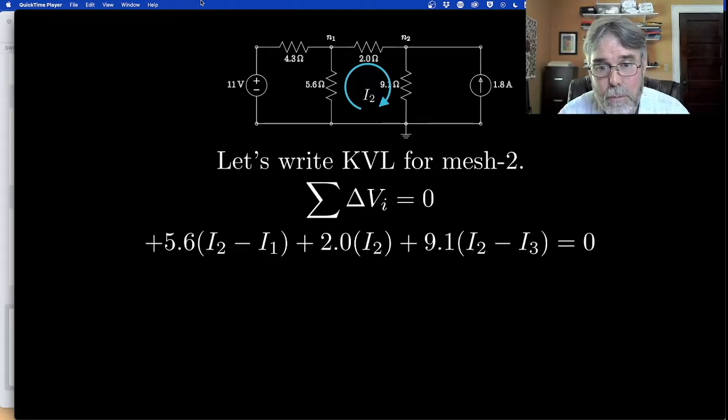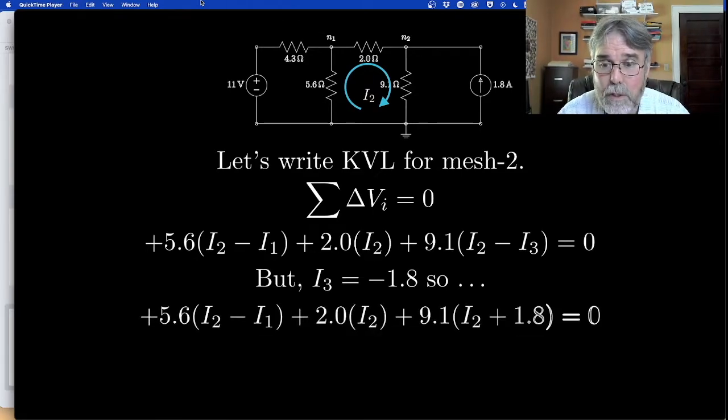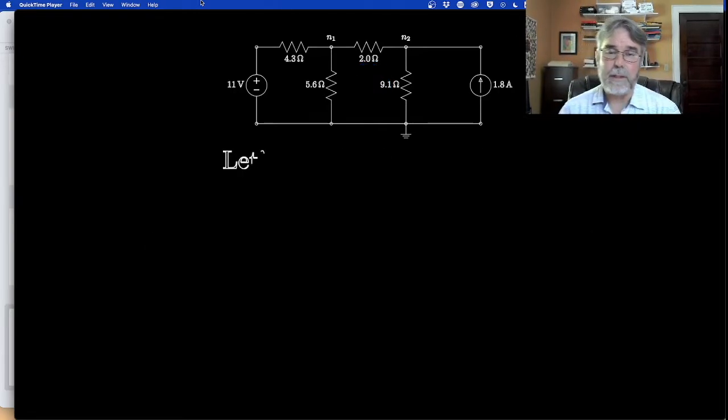Then we're going to get 2 ohms times I2, and then we're going to get 9.1 ohms times I2 minus I3. Again, I3 is going to be the mesh current in the third loop, and it is going in the opposite direction of I2. But we also know that the third loop has a current source. It's got to be negative 1.8 amps, and so we can just put that in. So we replace I3 with negative 1.8, and we get I2 plus 1.8 in that last term. So let's go ahead and solve these guys.